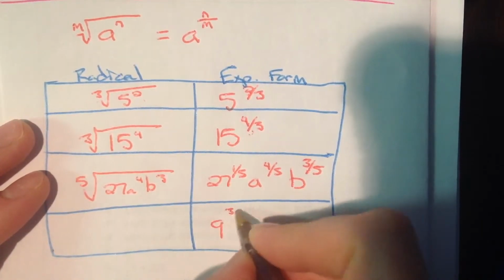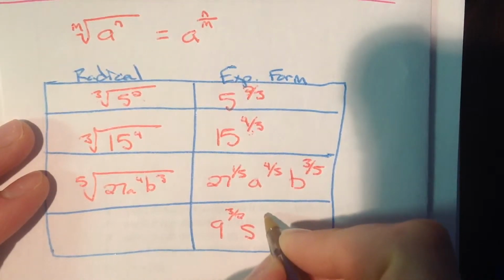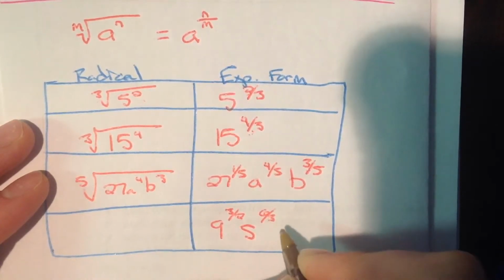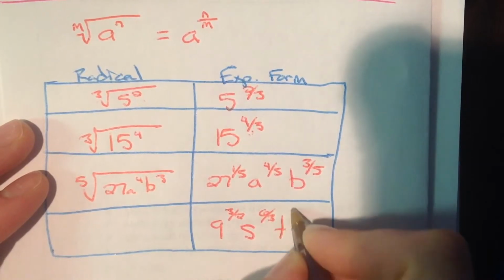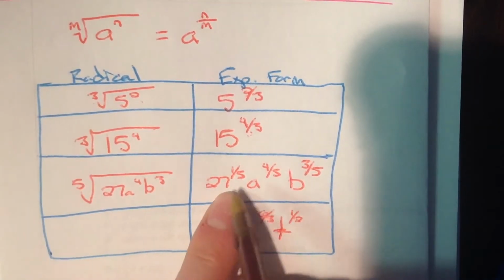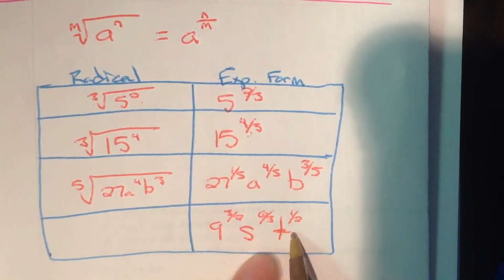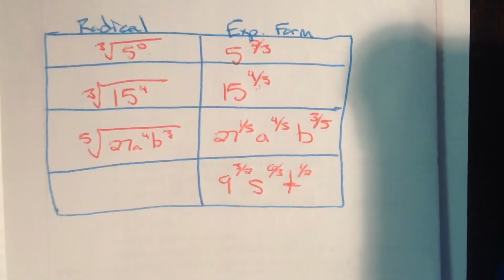Likewise, 9 to the 3/2, s to the 6/3, and t to the 1/2. Well, notice how these all have different denominators. The earlier ones had the same denominator, so we were able to make them into one radical. These don't have the same denominator, so we're going to drop down below for a second, and we're going to show how we can make them equivalent.